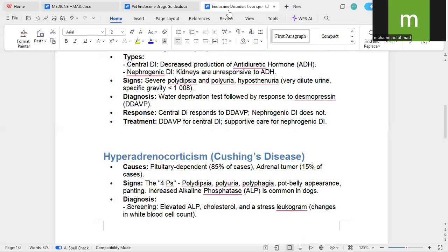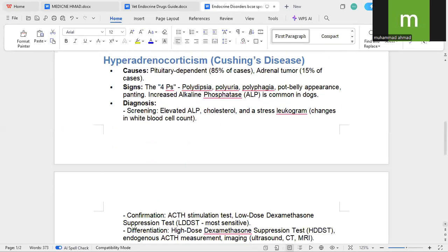Now, Cushing disease. Actually, this is a state of excessive cortisol released from the adrenal gland, and cortisol affects all the systems. So this is a very important disease. In hyperadrenocorticism, Cushing disease affects the cortisol level. It may be pituitary dependent or an adrenal tumor. If there is a problem in the pituitary, there may be a pituitary cause. If there is a tumor in the adrenal gland, there is excess production of cortisol.